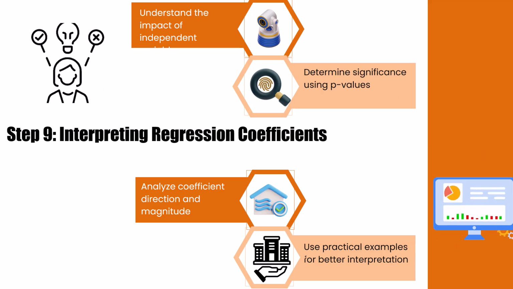Coefficients are like the ingredients in a recipe. Each one affects the final dish. The independent variables tell us how much they contribute, while p-values decide if they deserve to stay in the dish. If coefficients are large, they make a big impact, kind of like adding chili to a mild curry. We'll use examples so it's crystal clear.